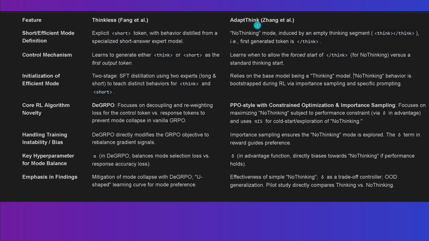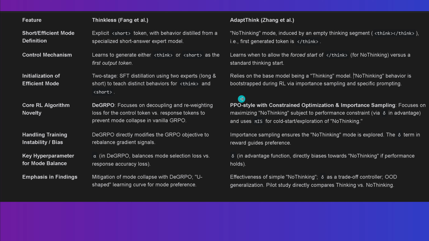The first paper, AdaptThink, has a pure no thinking mode, which would be a no reasoning mode, induced by an empty thinking segment. The first generated token is end of thinking. It learns when to allow the start of no thinking versus the standard thinking start. We work here with reasoning models. It relies on the base model being a thinking model. A reasoning model would be more correct. And the no thinking behavior is bootstrapped during the reinforcement learning via, as I told you, specific prompting, specific importance sampling, and a specific definition of the objective.